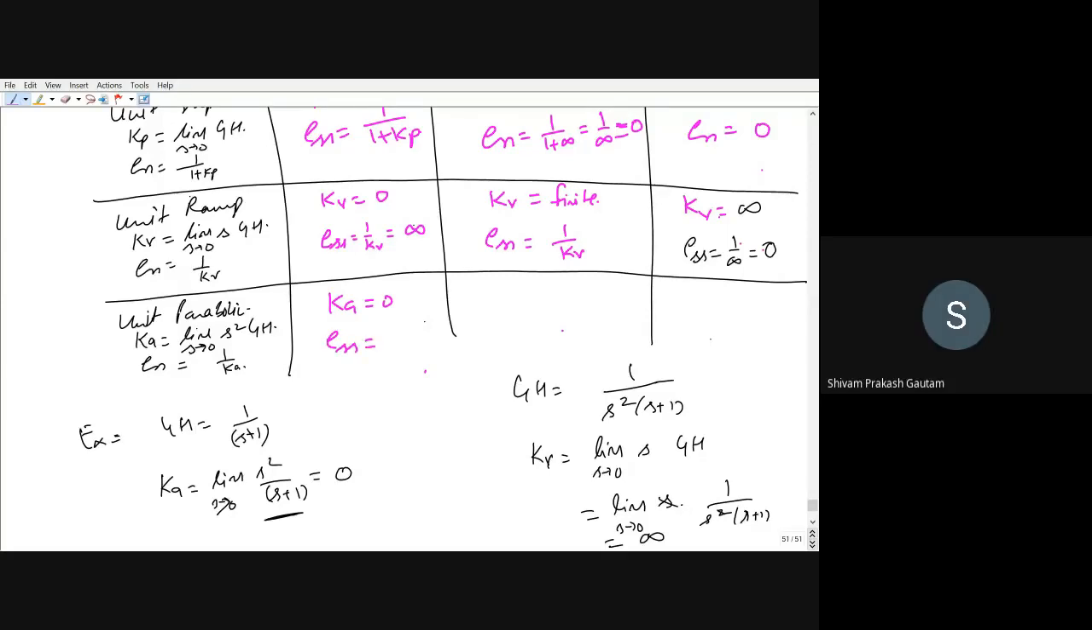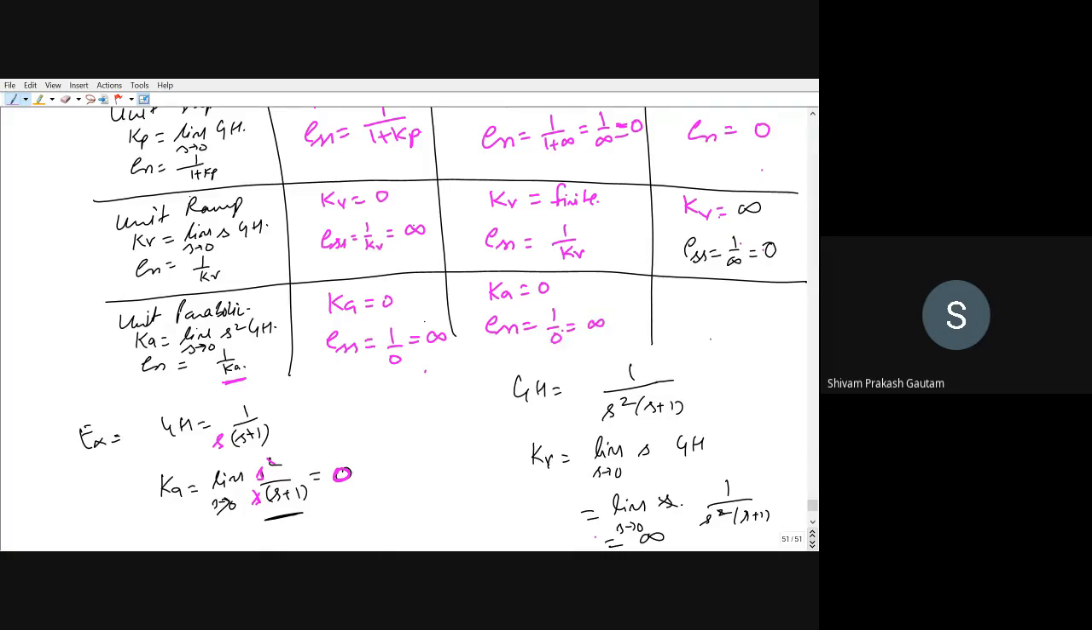So steady state error is 1 by Ka, that is 1 by 0. So ESS will be equal to infinite, right? Similarly, if you consider type 1 system, let me take S also here. So this S and S will cancel out, and you will be having one S in the numerator. Here also Ka will be equal to what if you put the limit? 0. Why? Because there is S in the numerator. So Ka for this case will also be 0, and steady state error will be the same, that is 1 by 0, equal to infinite.